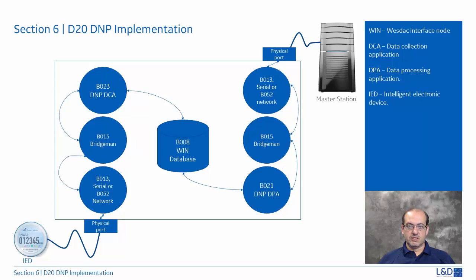If the message meets all the data link requirements, the message is then formatted and transferred to the application layer that handles field devices. In this case, it's B023 or the DNP data collection application, which is DNP DCA. The DNP DCA basically picks the facts or the point status, the digital input 1 status, digital input 2 status, digital input 3 status, analog inputs, and stores the information in the main database, or our WSDAC interface node or WIN database, application B008.